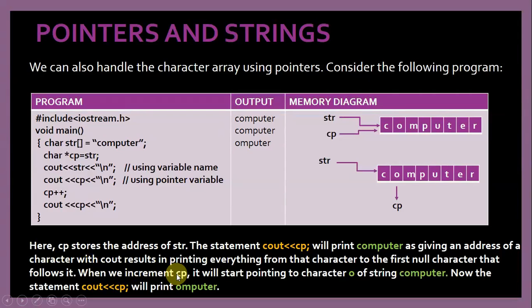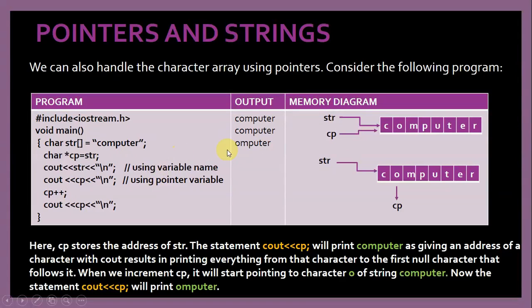And when we increment cp, suppose now in the next statement I have incremented cp because this is allowed. Str++ is not allowed, but cp++ is allowed. So when I say cp++, as this is a character pointer, 1 byte will be added to it. So it will start pointing to O instead of C. So when I say cout cp, again the same thing will happen. It will print all the characters from the current position till the first null character is encountered. So it will print omputer. You can see C is missing now.